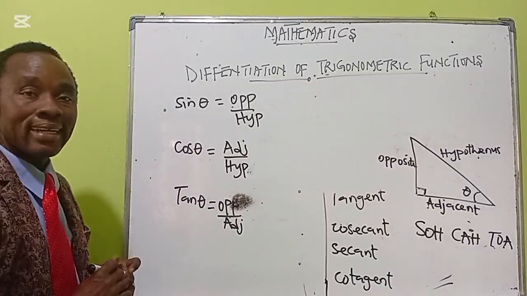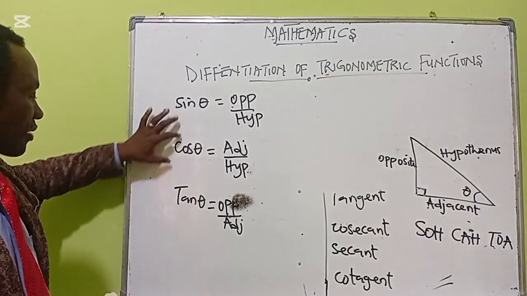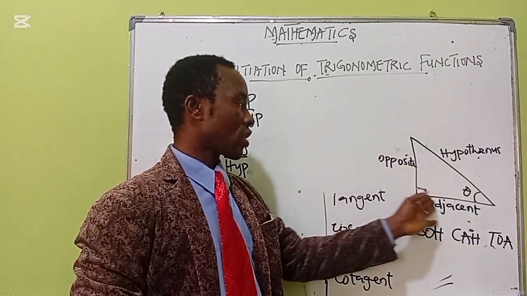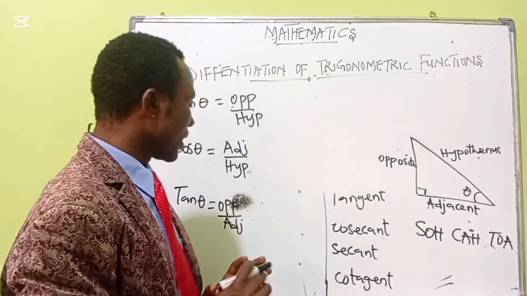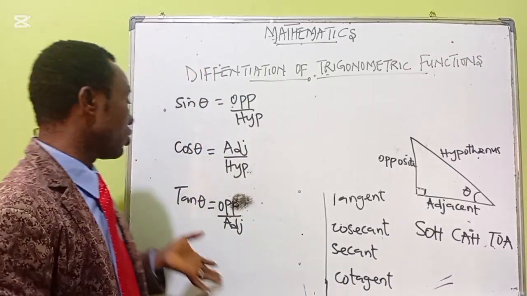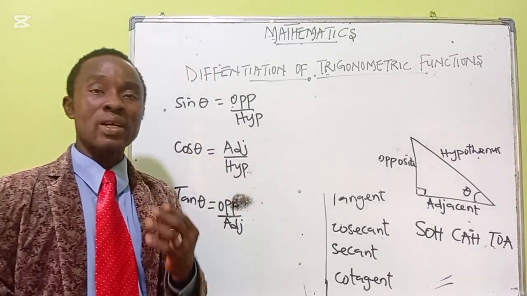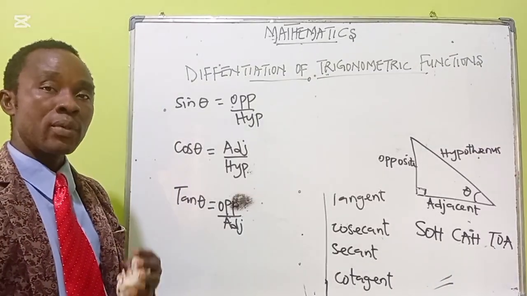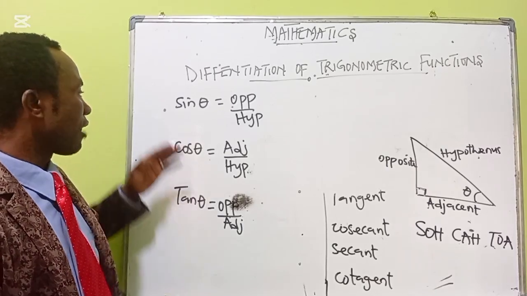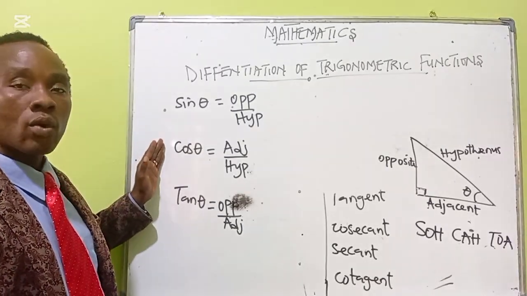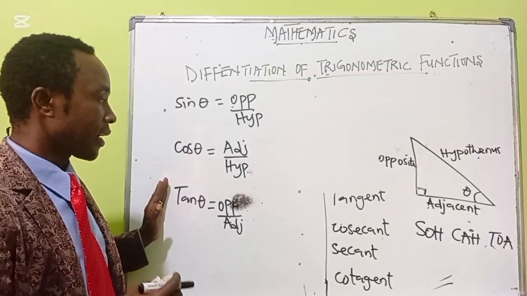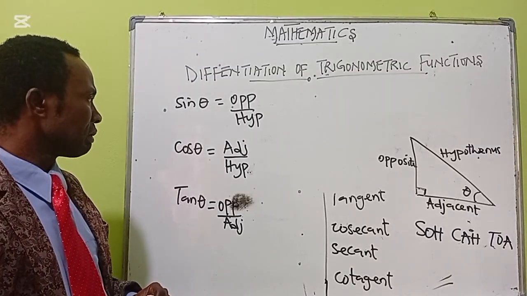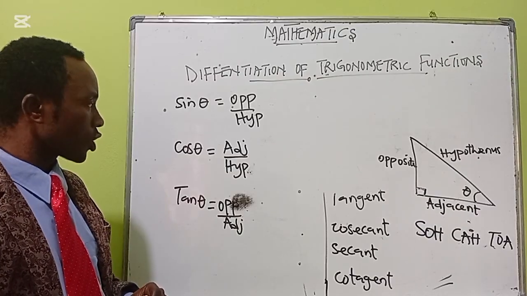So the first trig ratios, which are sin theta, cos theta, and tan theta, are obtained from the triangle here. Remember I told you they are 6 and I've given you the first 3. The remaining ones are just the reciprocals of these. Reciprocal means inverse, that is 1 over. So we have 1 over sin theta, 1 over cos theta, and 1 over tan theta to get the remaining trigonometric ratios or functions.